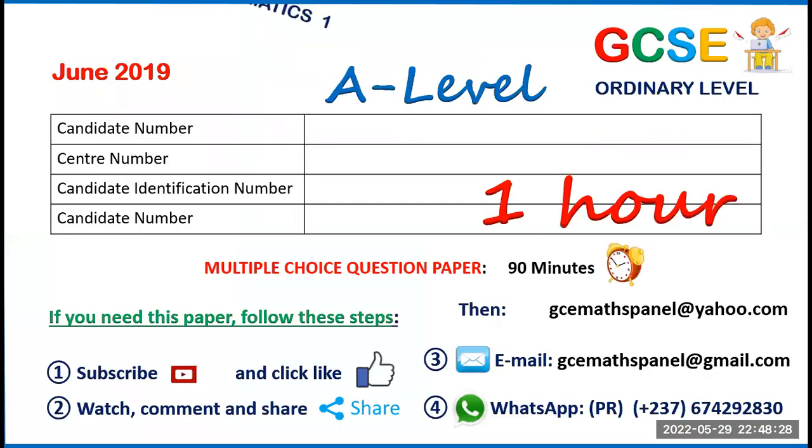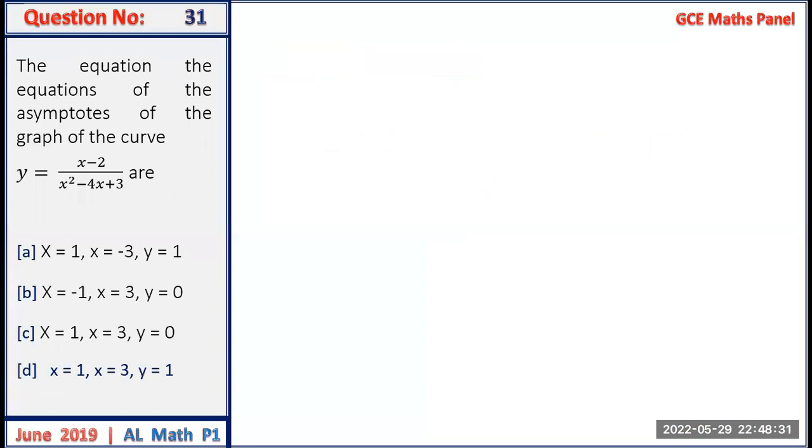Now, question 31. The equation of the asymptotes of this curve.